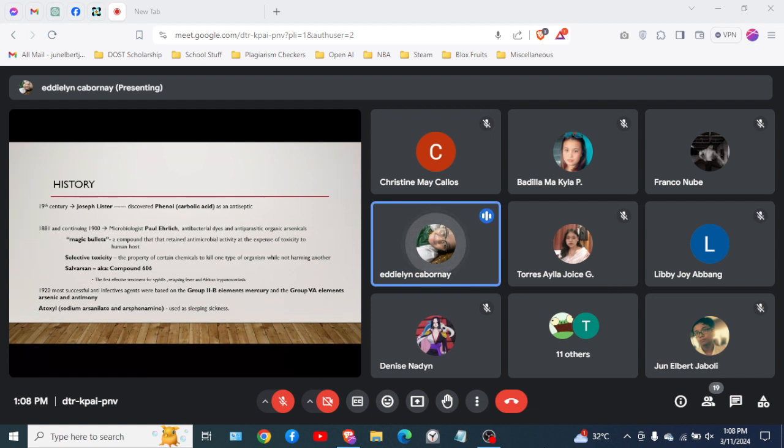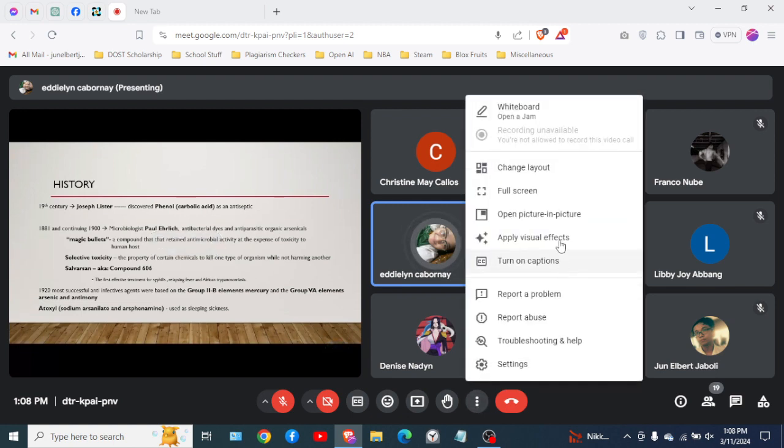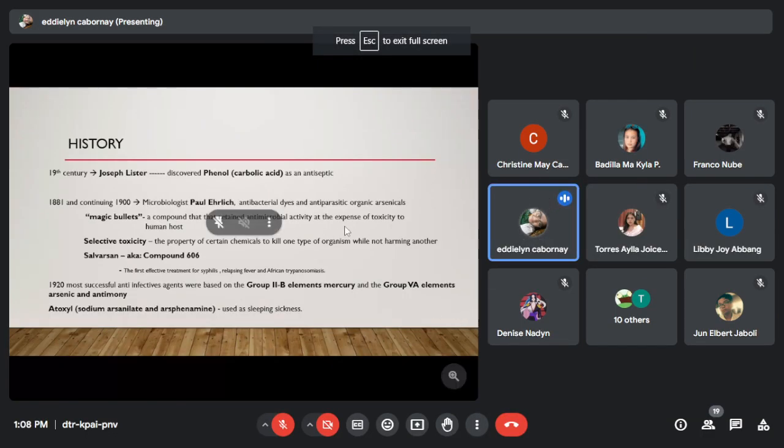So from 1881 up to the 1900s, a microbiologist, Paul Ehrlich, discovered the antibacterial dyes and antiparasitic organic arsenicals. At the time that Ehrlich began his experiments, there were only a few compounds that could be used in treating infectious disease, and none of them was very useful in the treatment of either gram-positive or gram-negative infection. Ehrlich discovered that the dyes and arsenicals could stain target cells selectively, and that the antimicrobial properties of the dyes paralleled the staining activities.